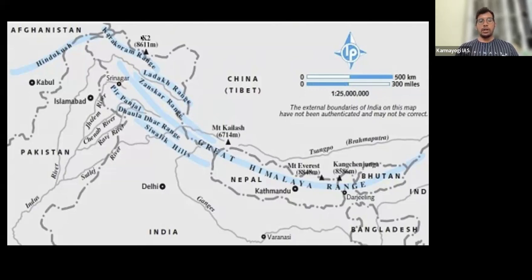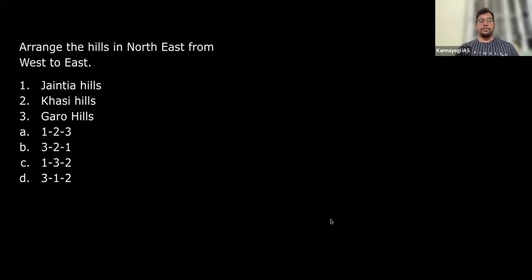We have also important peaks, that is K2 peak, which is the highest in India. Then we have Mount Everest in the Nepal region, then Kanchenjunga in Sikkim, right? So these are some of the important ones. Mount Kailash is also located in Uttarakhand. So this is also important, right?